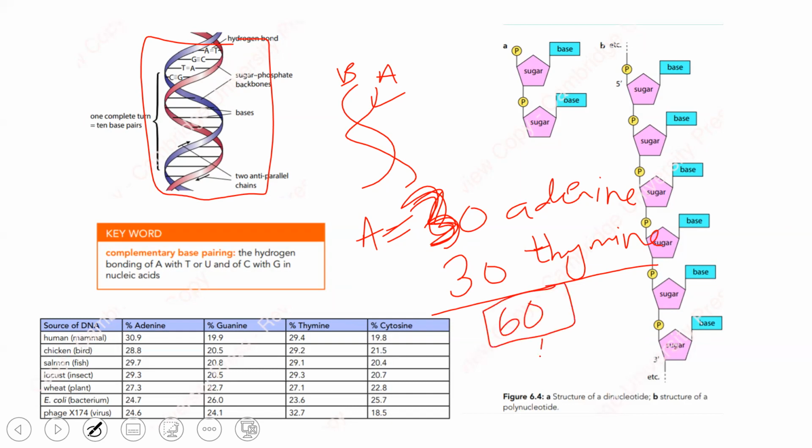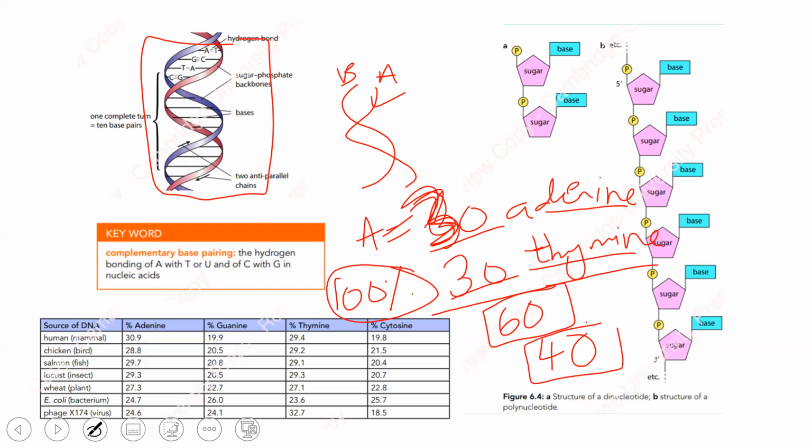Then I have 40 more left from 100%. I'm talking about percentages right now, because these are not quantifiable units. Whenever we do PCRs or other analysis to check for base pairing, they're always by percentages, never by concrete amounts or arbitrary units. So 60% is adenine and thymine combined, because both of them will be equal to each other to bond, right? And then we have 40% remaining.